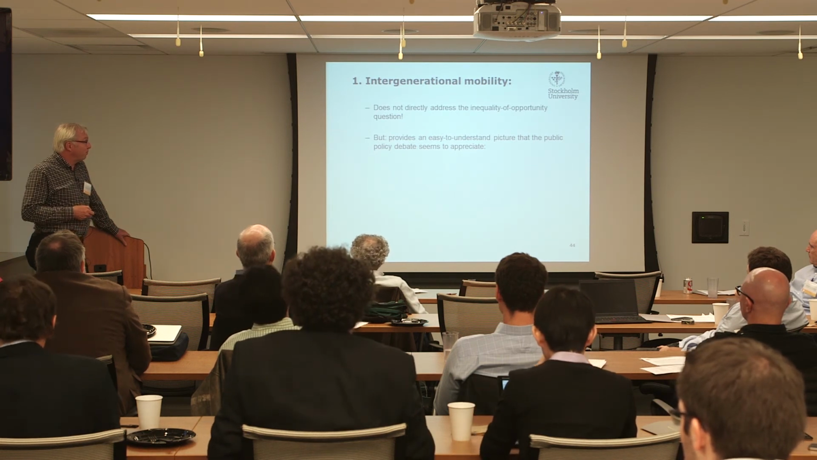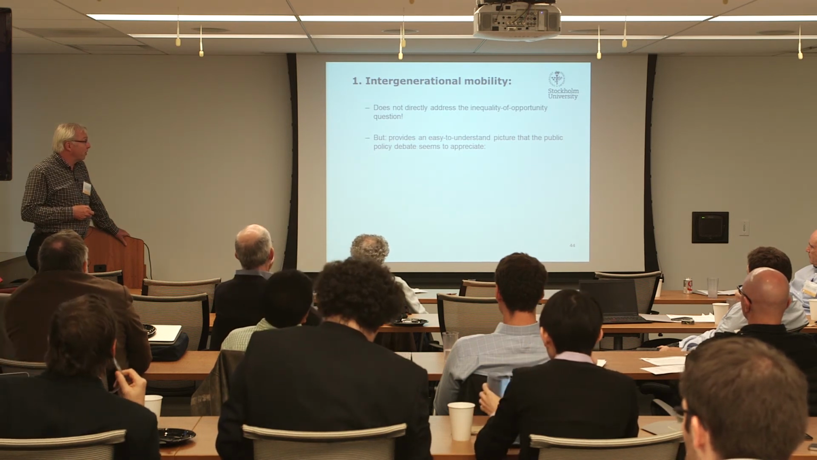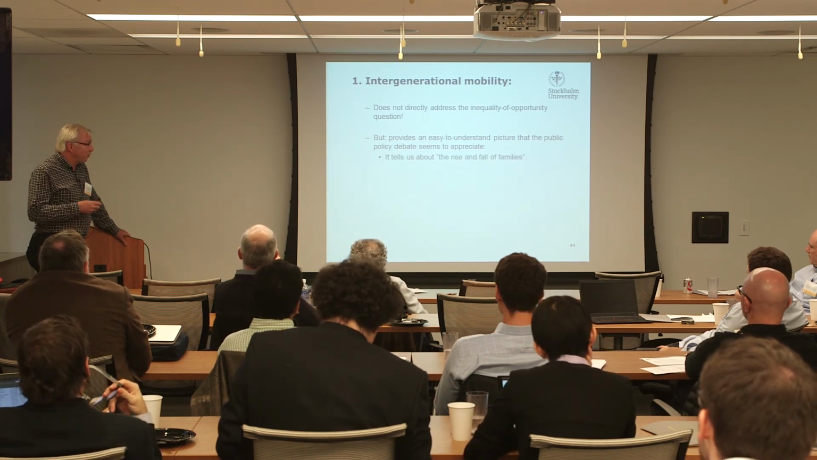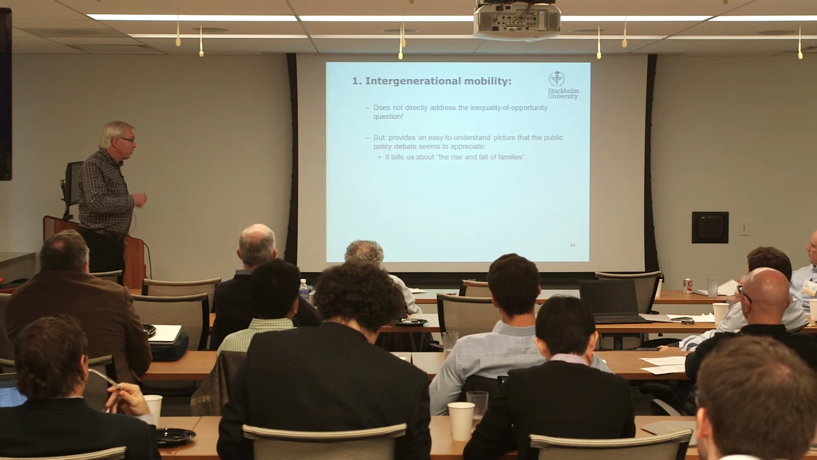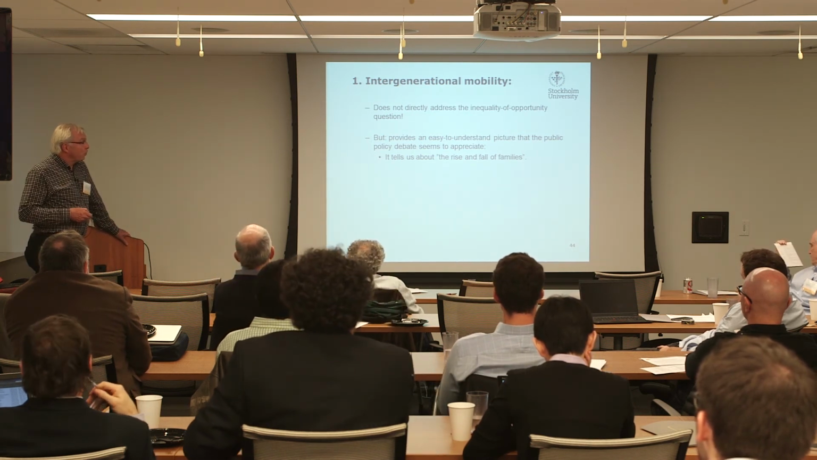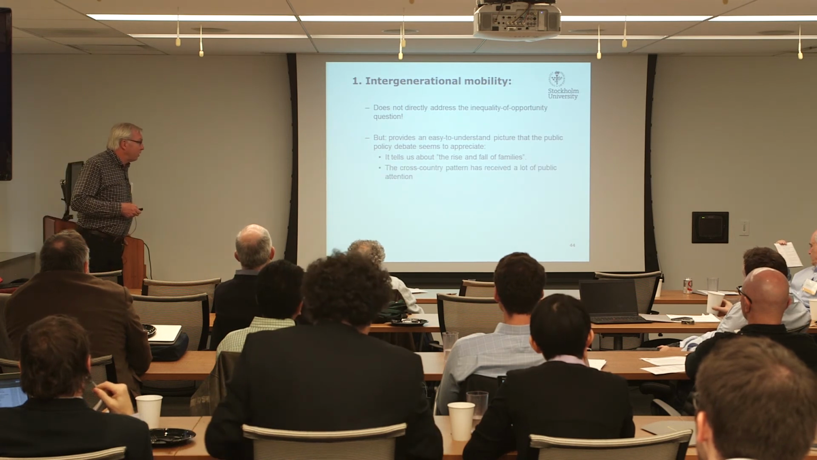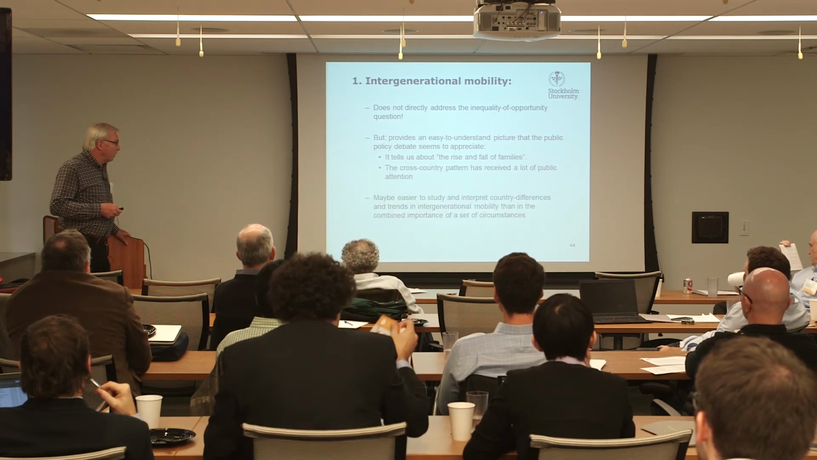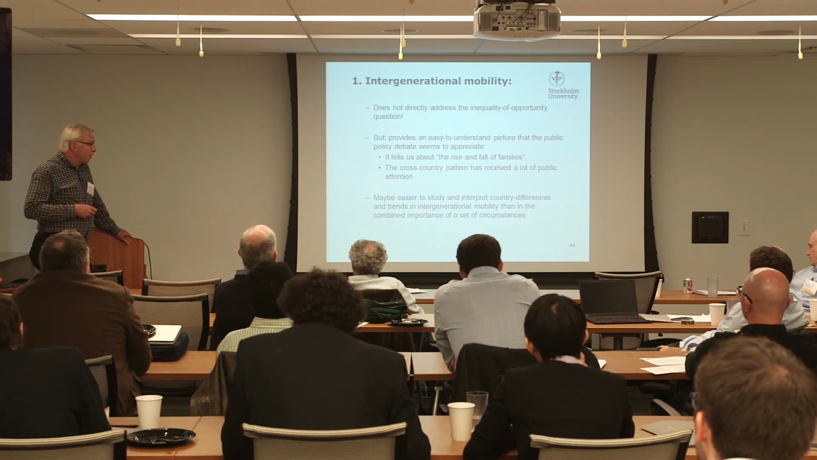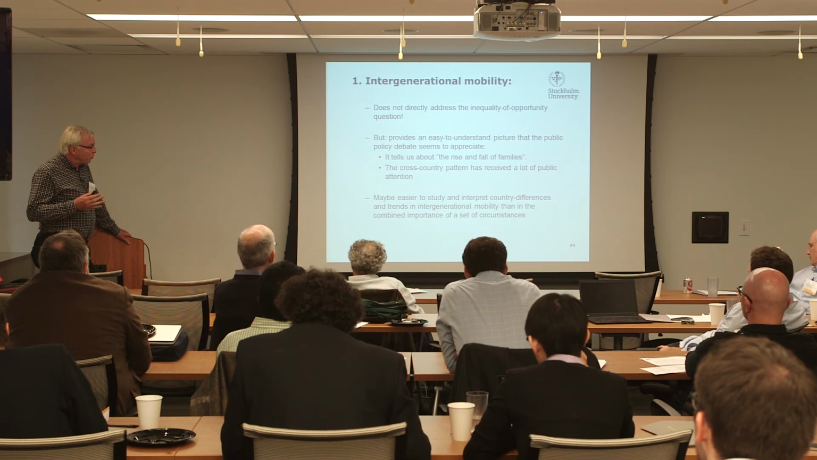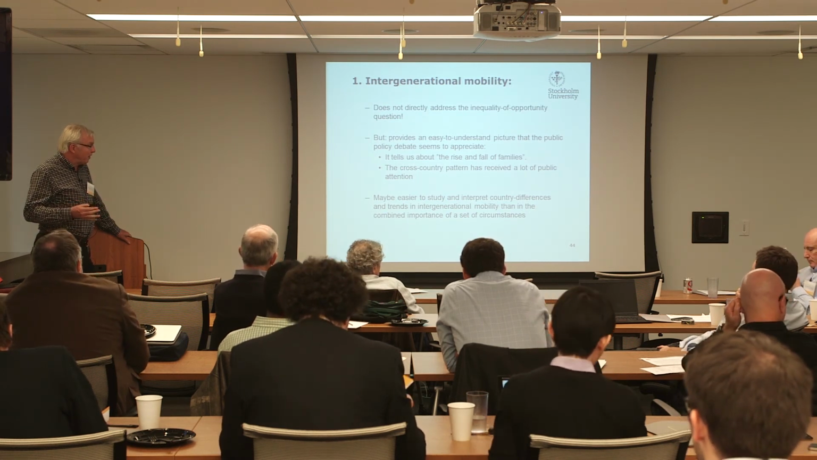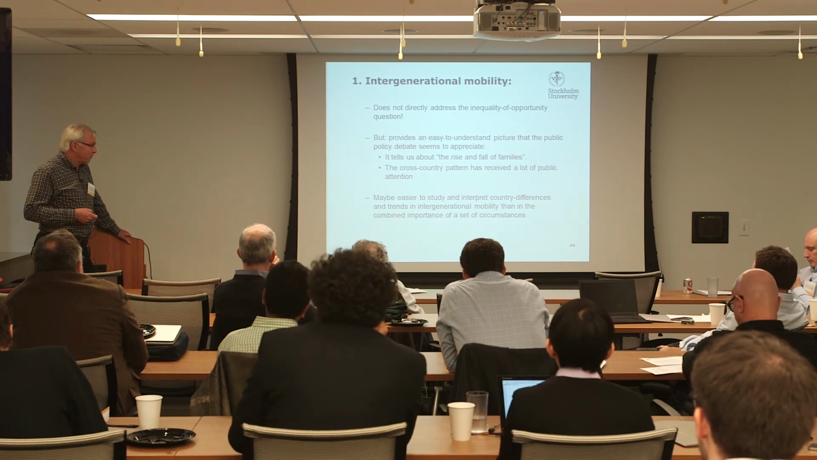We know the impact of the Great Gatsby curve discussion. And it also tells us about the rise and fall of families. I think that's part of one of the Becker-Tomes titles. And I think that is, of course, very useful. It's easy to understand. And the cross-country pattern, as I mentioned, has received a lot of attention. And also, it might be easier to study and interpret cross-country differences and trends in intergenerational mobility than in the combined importance of a set of circumstances.